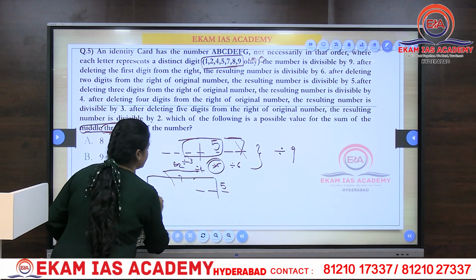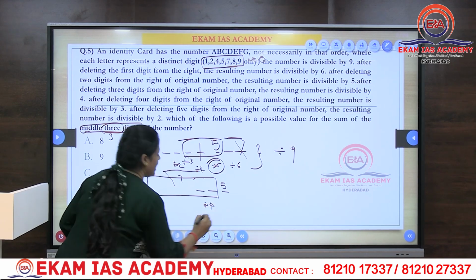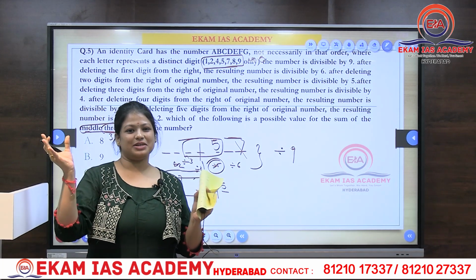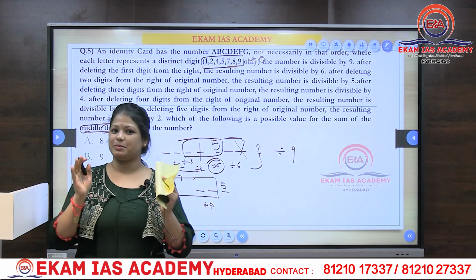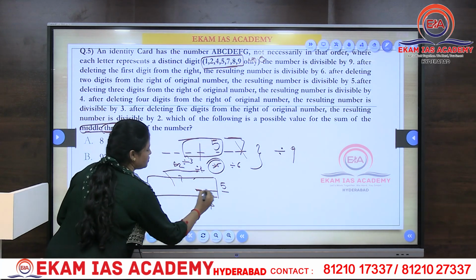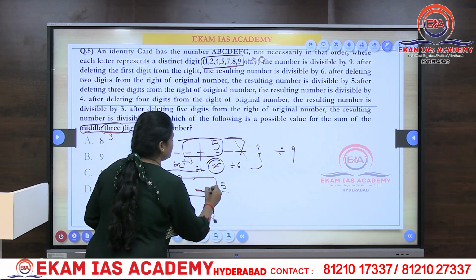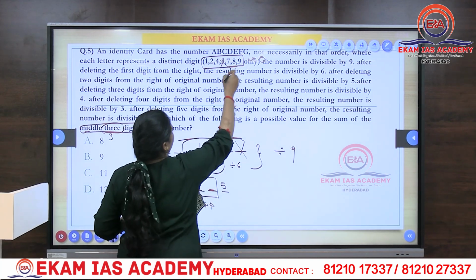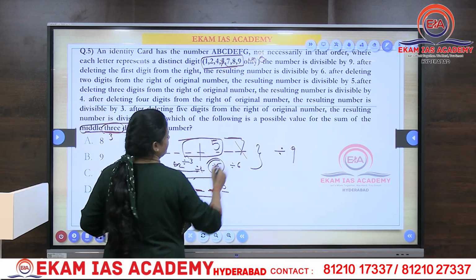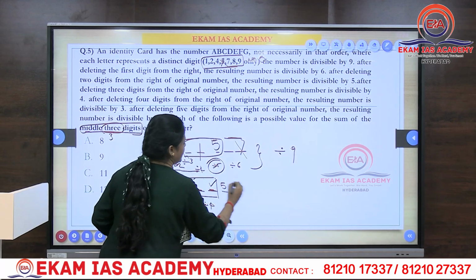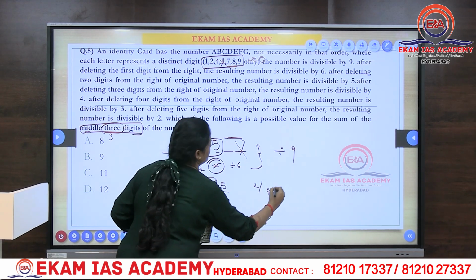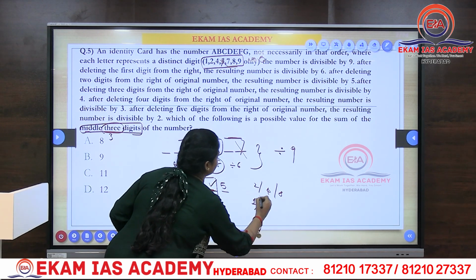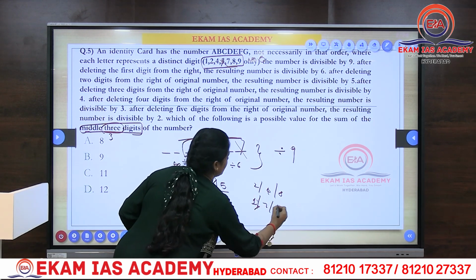This rest of the number is divisible by 4. Divisibility of 4 rule: when a number is divisible by 4, the last 2 digits of the number must also be divisible by 4. Hence, these last 2 numbers must be divisible by 4. We'll come to the units place first. What are the remaining numbers for us? If we cut off 5, we have 1, 2, 4, 7, 8. Of them, this place can be 2 or 4 or 8. So, this place would be left with 1 or 7 or 9.